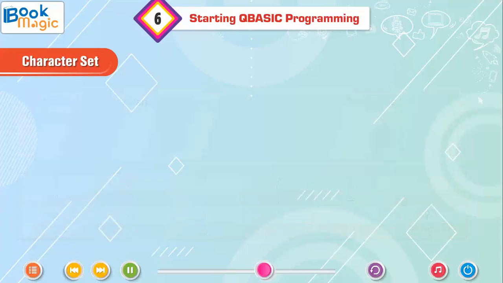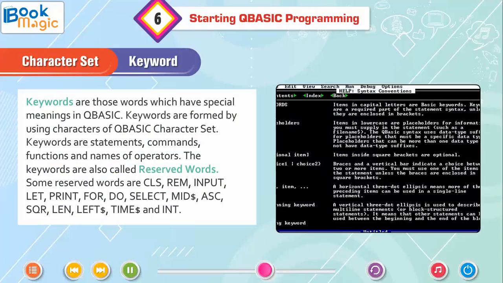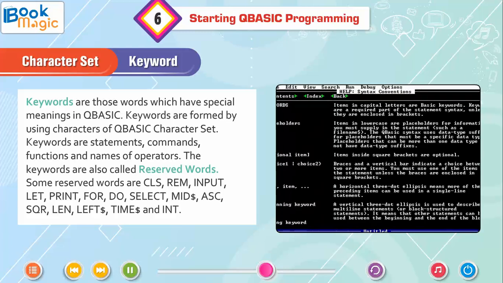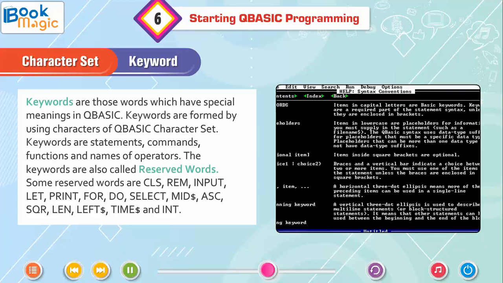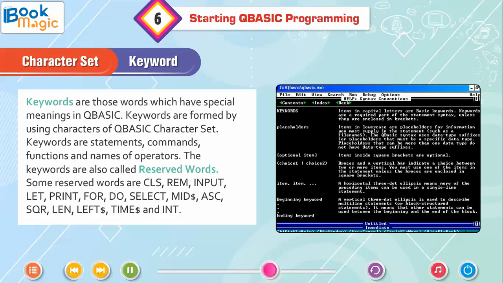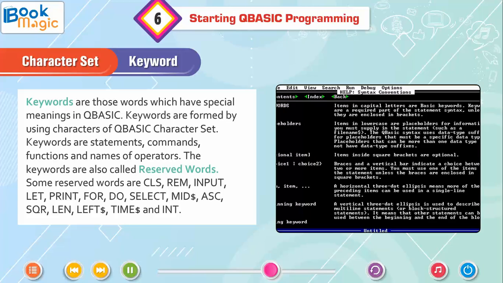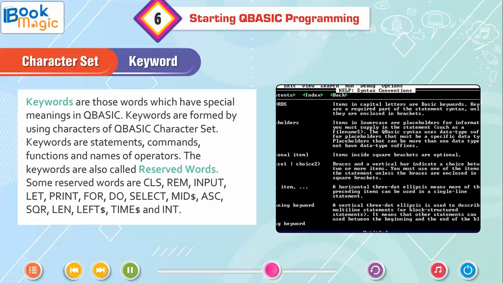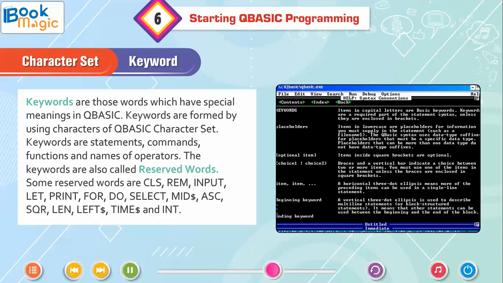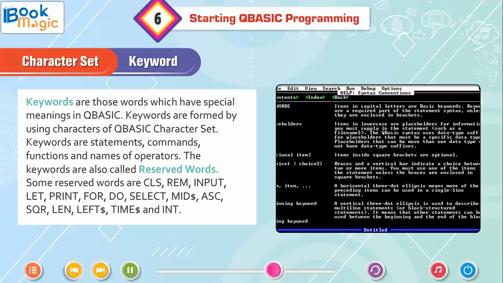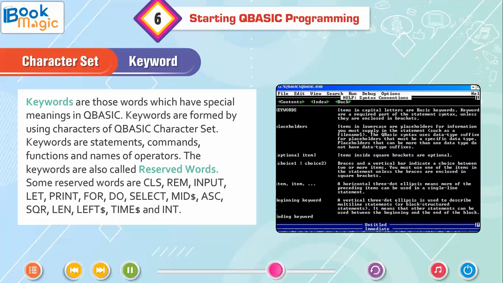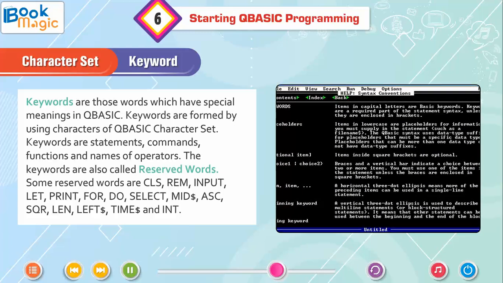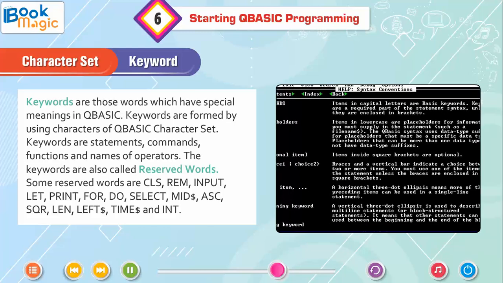The special characters used in QBasic are: QBasic keywords and variables are formed by using the characters defined in the QBasic character set. Keyword. Keywords are those words which have special meanings in QBasic. Keywords are formed by using characters of QBasic character set. Keywords are statements, commands, functions, and names of operators. The keywords are also called reserved words. Some reserved words are CLS, REM, input, let, print, for, do, select, mid followed by the $ sign, ASC, SQR, len, left followed by $ sign, time followed by $ sign, and INT.